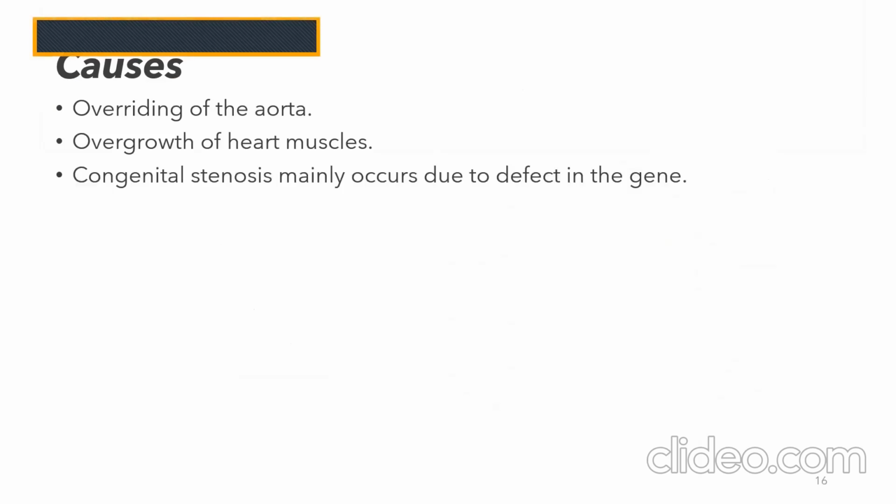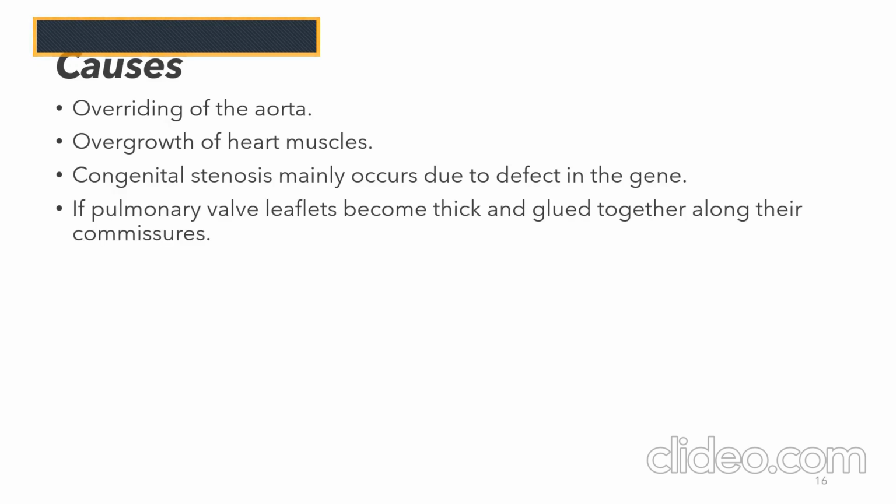Now the causes. The main causes of the pulmonary stenosis are overriding of aorta and overgrowth of heart muscles. Congenital stenosis mainly occurs due to defect in the gene. For example, in Williams syndrome, a rare genetic disorder, pulmonary stenosis is seen in the patient. The pulmonary valve contains three leaflets or cusps that become thickened and glued together along their commissures, which leads to a condition called valvular pulmonary stenosis.